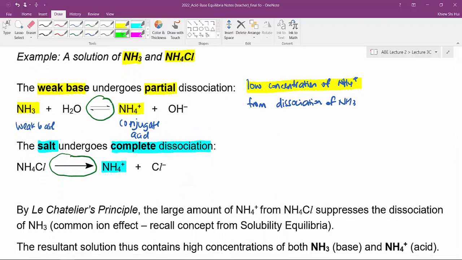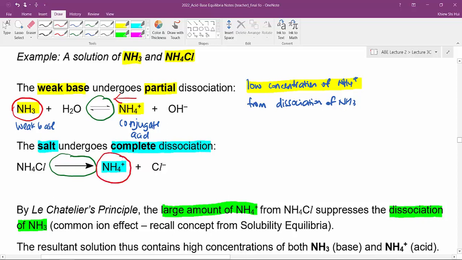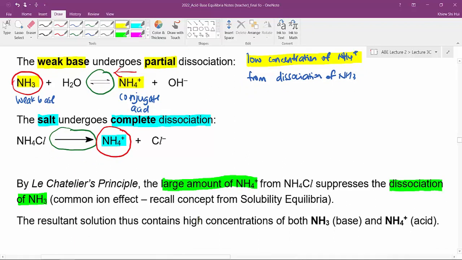Again, by Le Chatelier's principle, because of the large amount of NH4+ from the salt, this suppresses the dissociation of NH3, causing this equilibrium to lie towards the left, and there will be a high concentration of NH3. There is also a large concentration of NH4+ due to the complete dissociation of the salt. So as a result, the basic buffer has high concentrations of NH3 and NH4+.